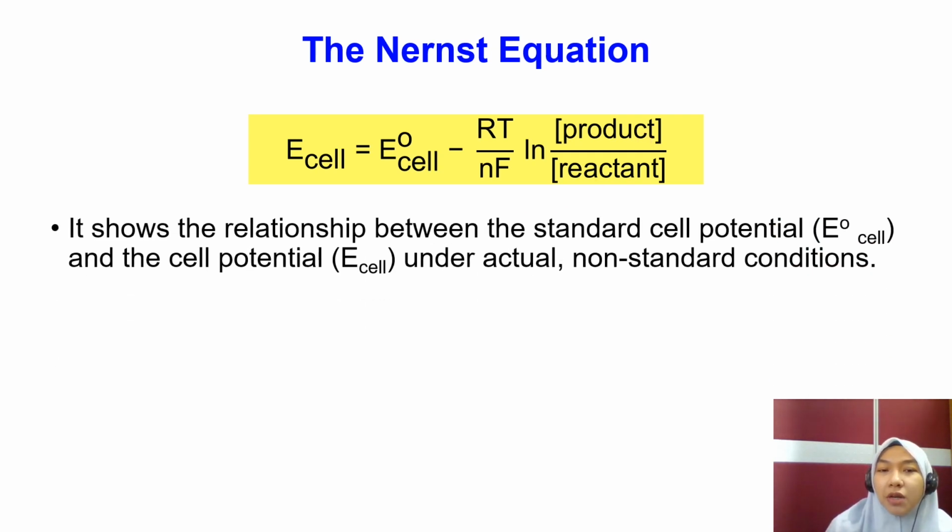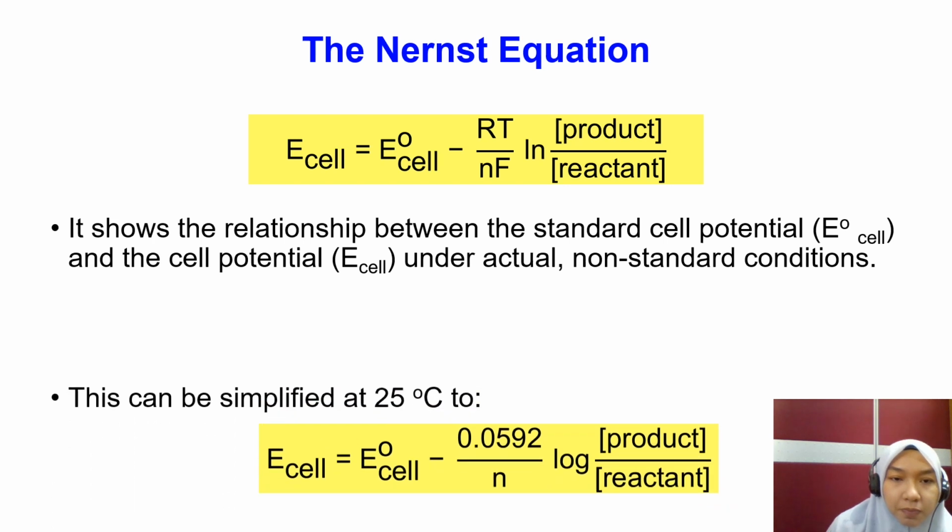So it shows the relationship between the standard cell potential, E naught cell, and the cell potential, E cell. So what is the difference between E naught cell and E cell? E naught cell is under standard condition, while E cell is under non-standard condition.